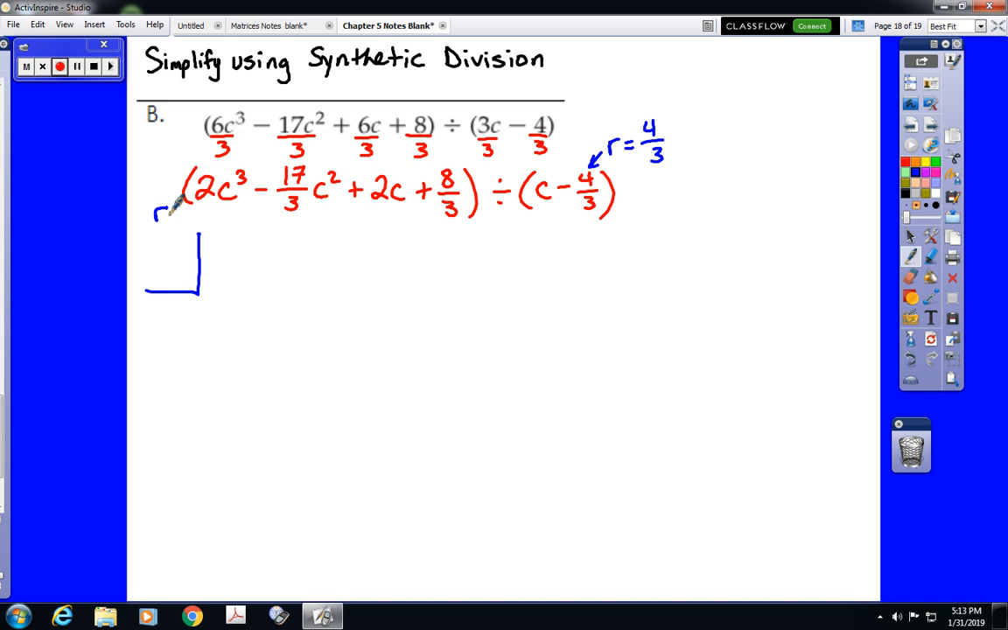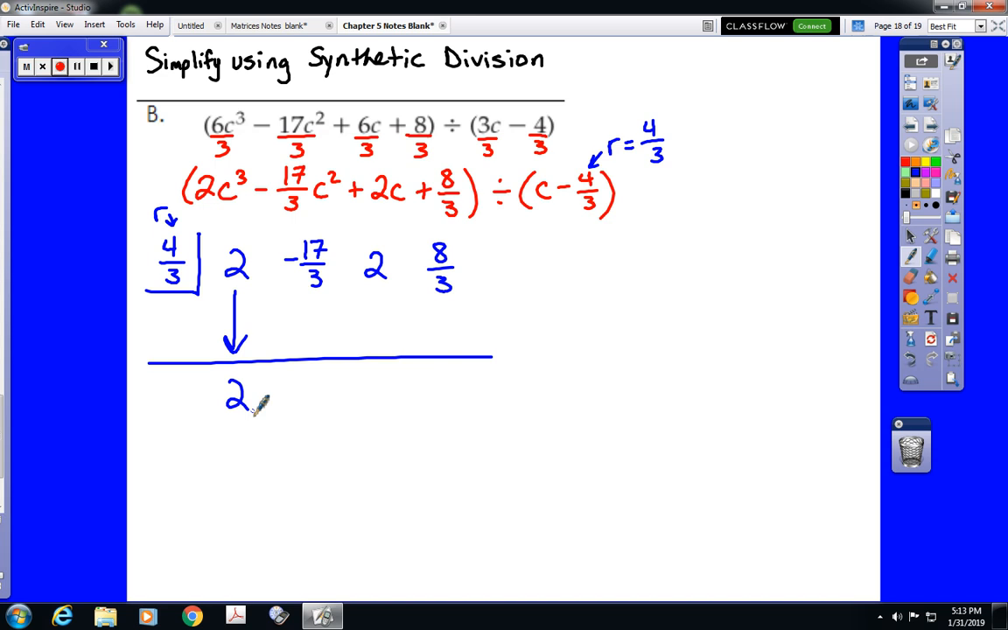So we put R in the box. 4/3 goes in the box. And outside the box, we write those coefficients. 2, negative 17/3, 2, 8/3. Leave one line of space for work. And here we go. Drop the 2.